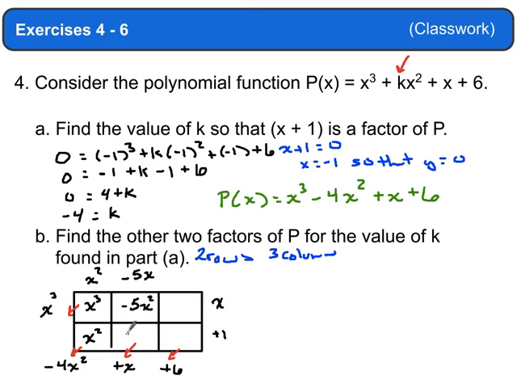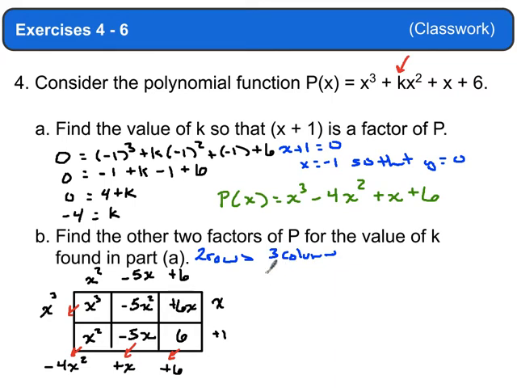So this one times this one is negative 5x. That'll make this one a positive 6x, because this one plus this one has to equal that one. And then we get plus 6, right? And I purposely avoided this one to show you that it works. 6 times 1 is, in fact, 6. So there would be no remainder in this case.